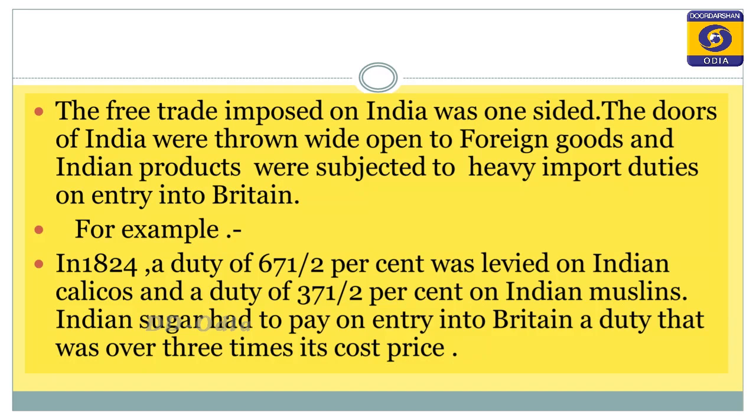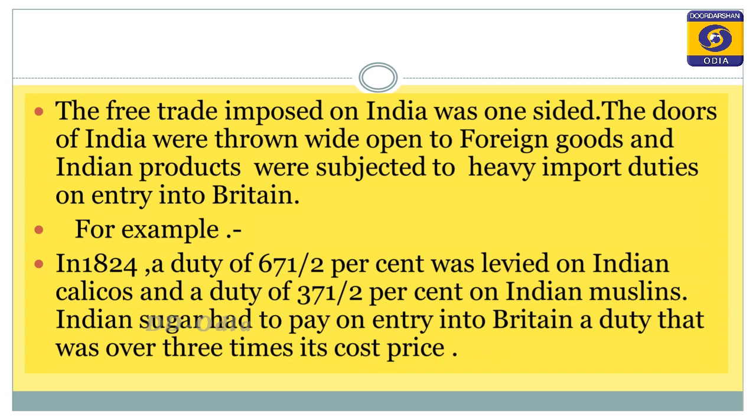For example, in 1824, a duty of 67.5% was levied on Indian calicoes, and a duty of 37.5% on Indian muslins. So, Indian sugar had to pay on entry into Britain a duty that was over 3 times its cost price.